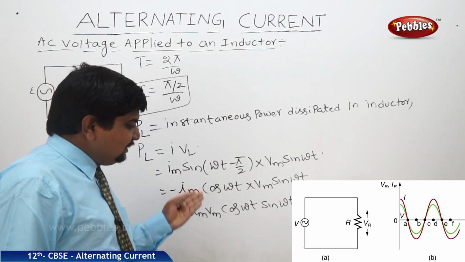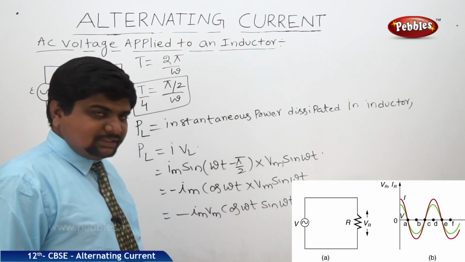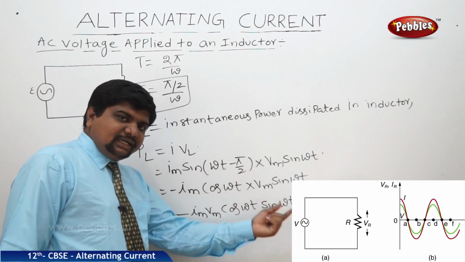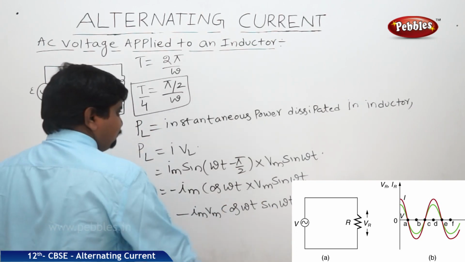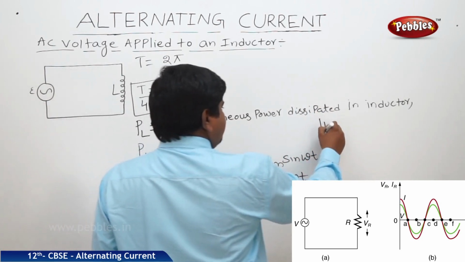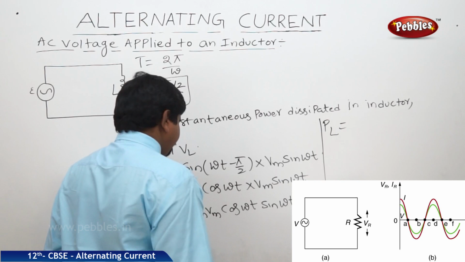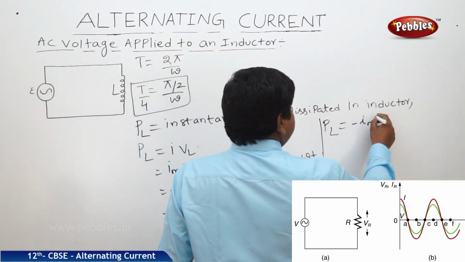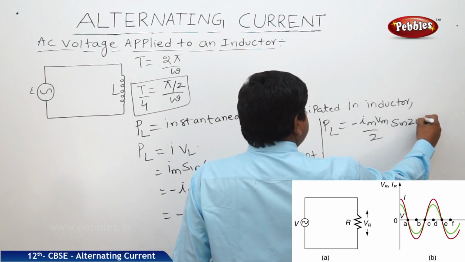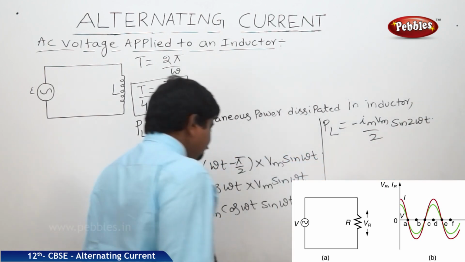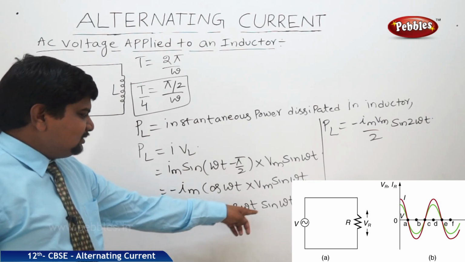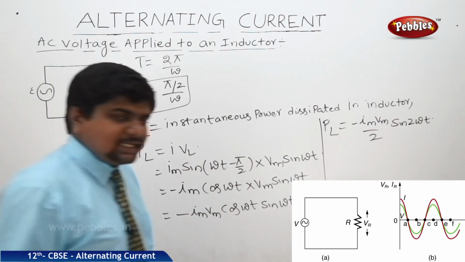We know that 2 sin theta cos theta is equal to sin 2 theta. Therefore, to get that form, I am multiplying and dividing by 2. The equation will then be PL is equal to minus Im Vm by 2 into sin 2 omega t. Why are we writing sin 2 omega t? Sin 2 omega t is nothing but 2 cos omega t sin omega t.